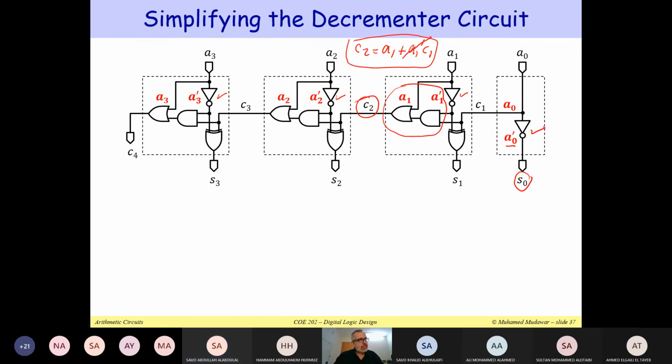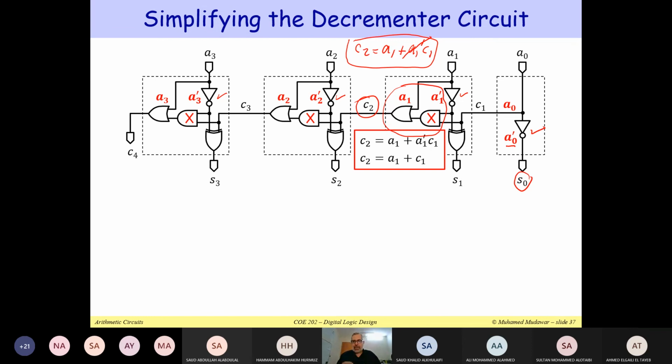And what does it mean? If you remove the A1 prime, it can be simplified to A1 or C1. So what does it mean? We can delete the AND. Exactly. Thank you, Saud. So knowing the properties of Boolean algebra, I can delete all of these AND gates. So this is further simplification. You see what we have done?